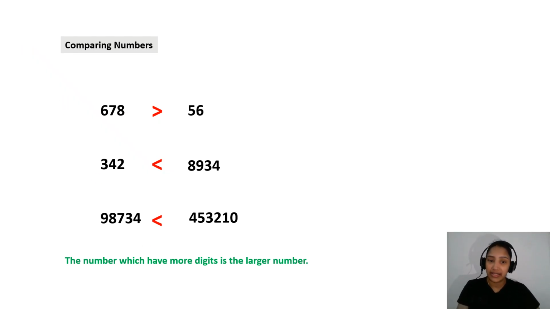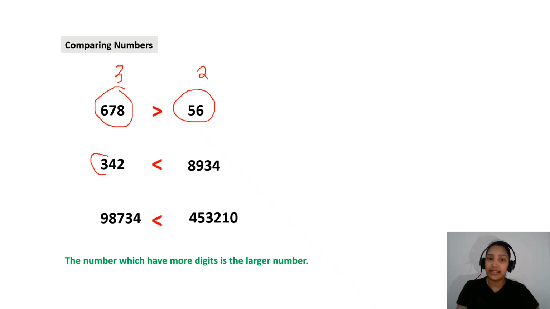You can see over here, see here in the first figure, having how many digits? 3 digits were there. And what about the second number? It is having only 2 digits. So 3 is greater than 2. So 678 was the biggest number.